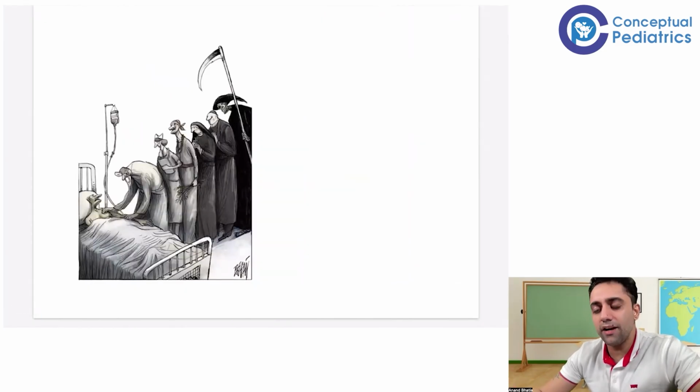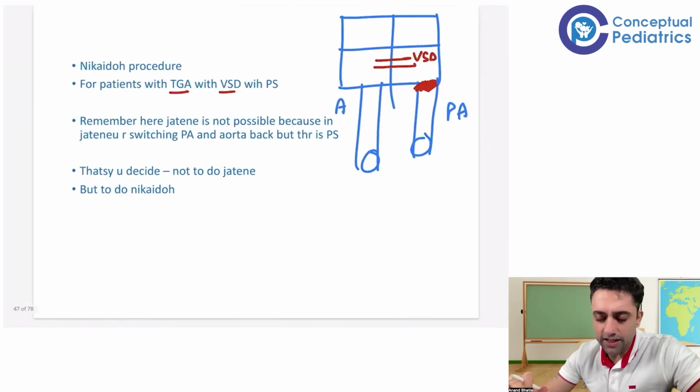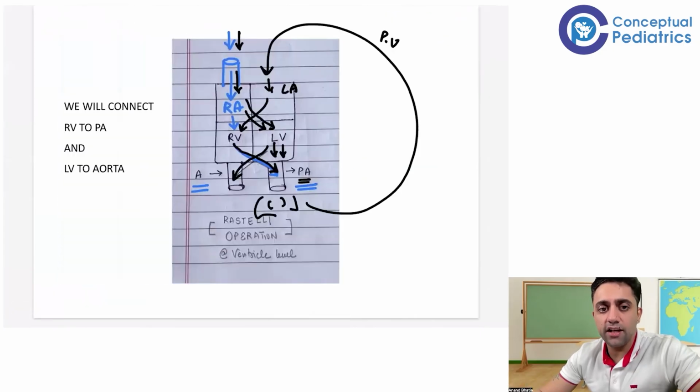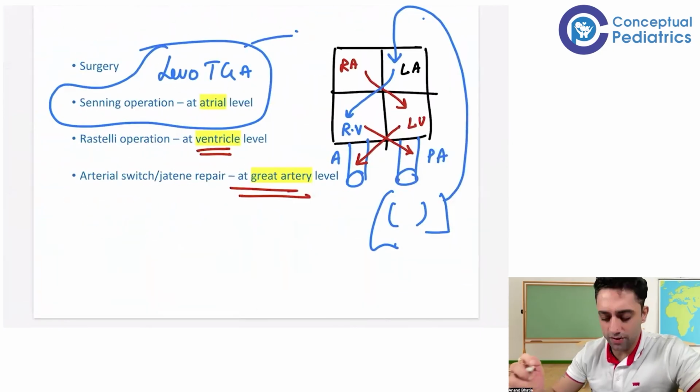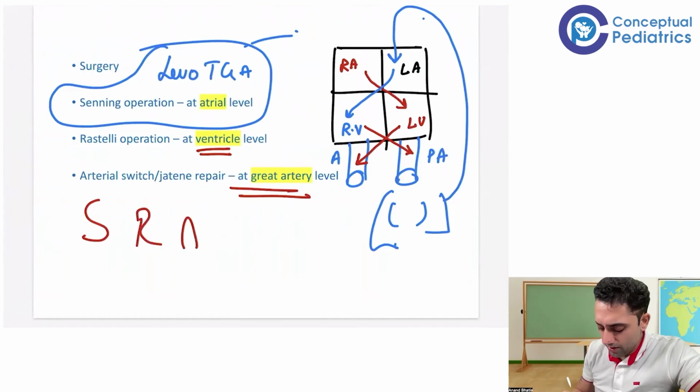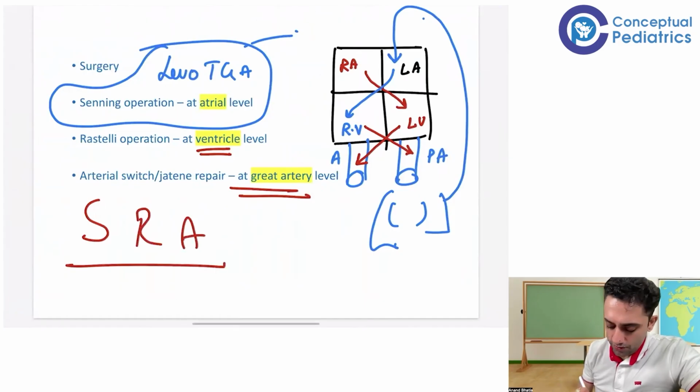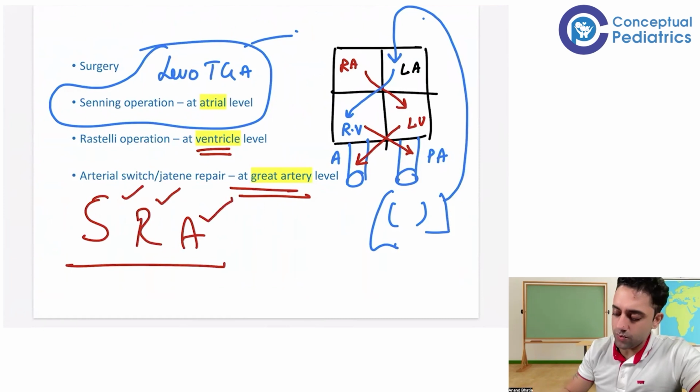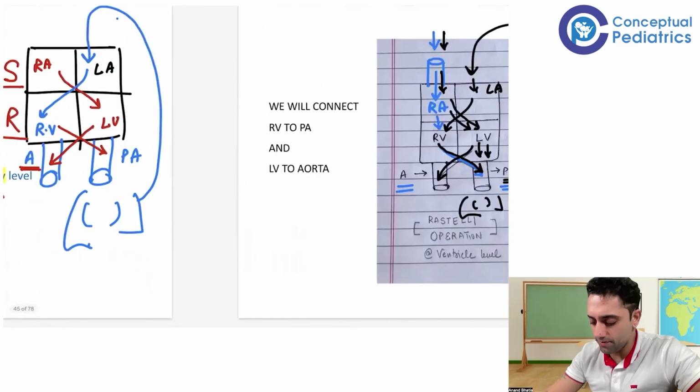Watch this video again and again. These are very nice questions: Nikaido procedure, Senning, Mustard, Rastelli. So remember SRA. Shahrukh Khan, SRA. Senning operation, then Rastelli operation, then arterial switch. So S, then R, then A: Senning, Rastelli, and arterial switch.